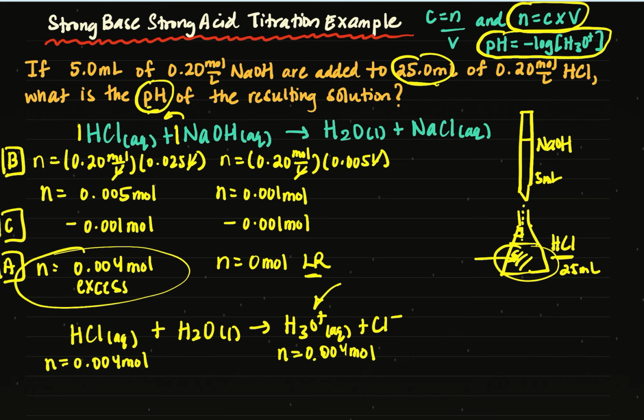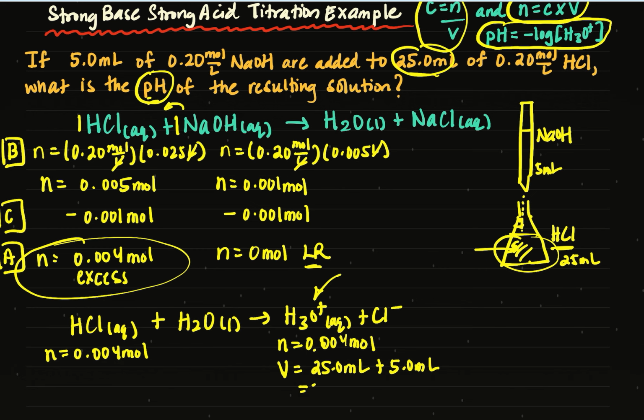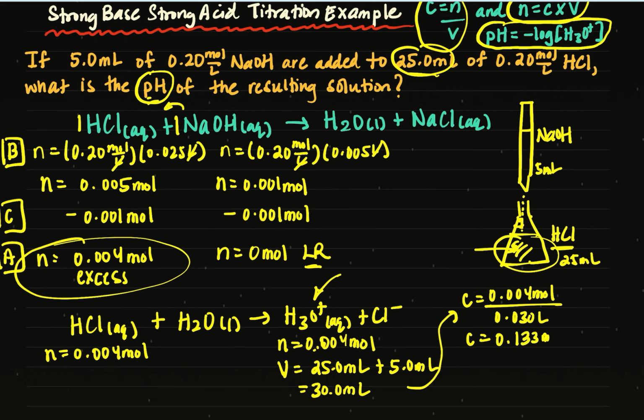And that's great. I have moles, but I need to know concentration. So to get concentration, I also need to know the volume of my solution. At this point in the titration, I had 25 milliliters of acid in the flask. I titrated 5 milliliters of base. So I actually have a total volume here of 30.0 mL. Okay, so let's convert this now into concentration, which is moles divided by volume. So that will be 0.004 divided by my total volume. I have to change it to liters though, because concentration is expressed in moles per liter. This will give me 0.133333 repeating moles per liter of hydronium. So that's how much of this ion I have.